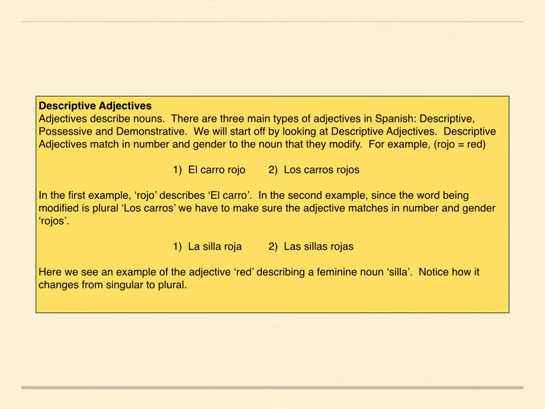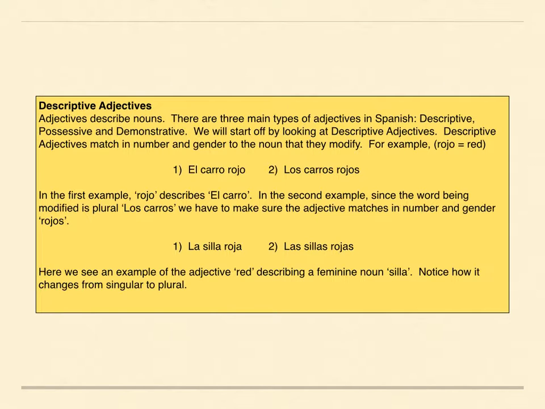Alright, moving along to example 2. Los carros rojos. Notice how rojos matched in number and gender to the noun that it was modifying. In the first example, rojo describes el carro. In the second example, since the word being modified is plural, los carros, we have to make sure that the adjective matches in number and gender. Rojos. Okay?